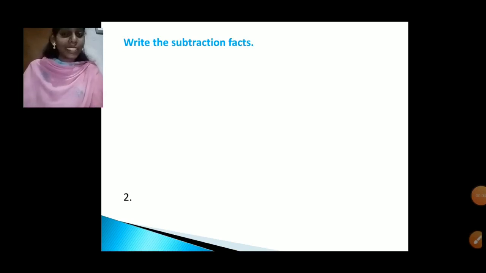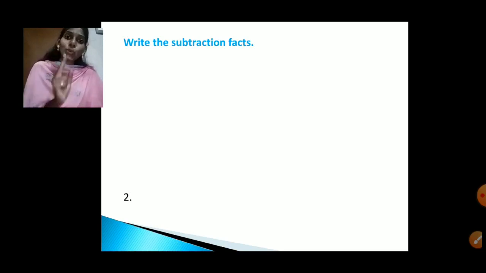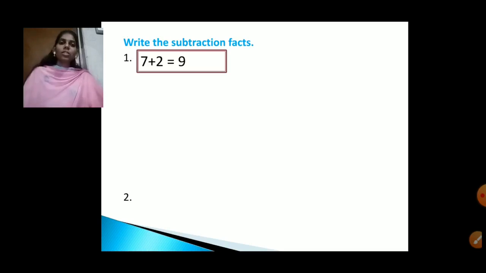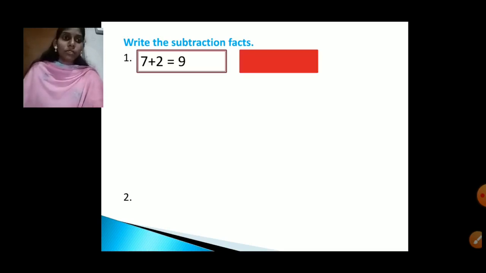Now next is write the subtraction facts. So here you have to write the subtraction facts. Do you remember? Each addition has 2 subtraction facts, and every subtraction has 2 addition facts. Correct? So see this. First is 7 plus 2 equals 9. And for subtraction facts, what will we do? We will subtract first 9 minus 2, and then we will subtract 9 minus 7. Correct? So 9 minus 2, first we will subtract these two numbers.